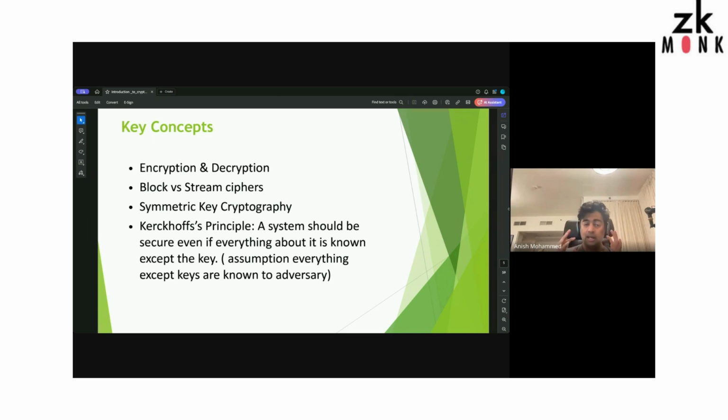Okay. There are two classes of this thing. One is called block cipher. So essentially, when you do encryption, you take blocks of this text and you encrypt them, right? A stream cipher is like you take a whole stream and then you encrypt the whole thing, right?